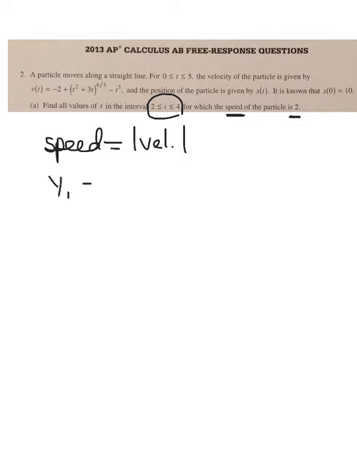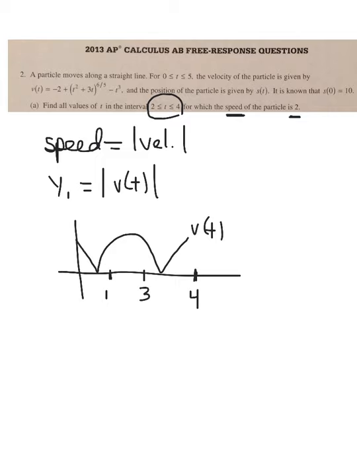So in your y1, I would just take the absolute value and then put in the v of t equation and start by getting a picture. Maybe you want to pause me and see what you get. All right, so this is what my v of t equation looks like when I take its absolute value. Now, they basically want you to find all the values of t for which the speed is 2. So I'm going to go back over here and figure out when this equals 2.